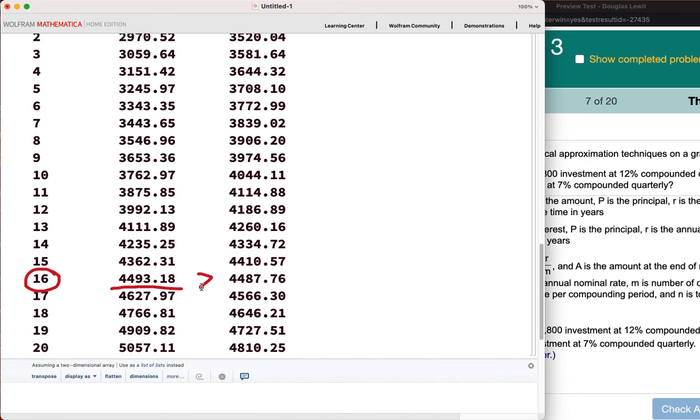Because $4,493.18 is greater than $4,487.76. Whereas here we see that it's the opposite. $4,362.31 is less than $4,410.57. So the answer that they want is going to have to be 16 quarters.